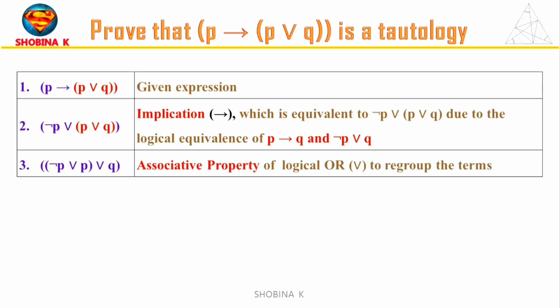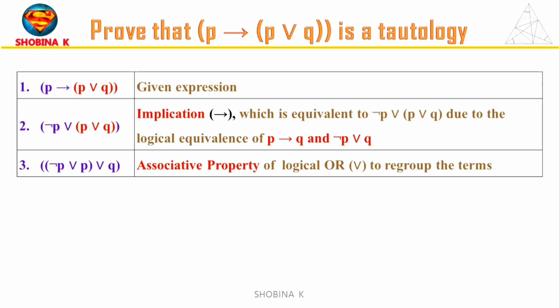In the next step, we apply the associative property. Now we are at the step where we apply the associative property of logical OR. This property allows us to rearrange the terms with the logical OR operation, essentially regrouping the elements without changing the logical meaning. In this step, we regroup not P or P, and the final expression will be not P or P or Q. To achieve this, we first regroup the terms with the inner set of parentheses, which is P or Q.